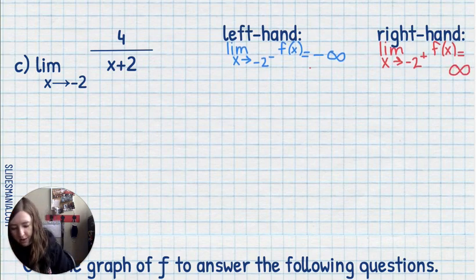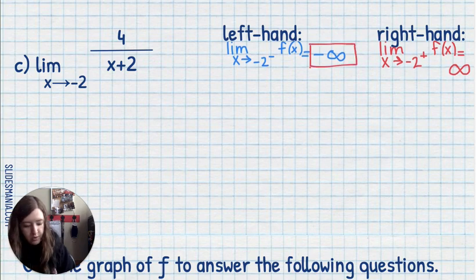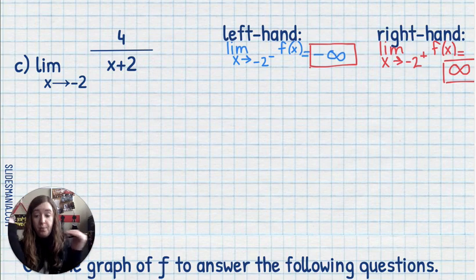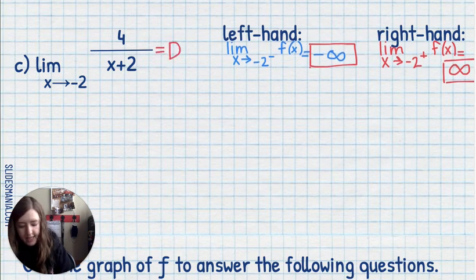You see how my two left-handed and right-handed limits don't match? Since they don't match, that means that the limit does not exist. Now, if you've seen Mean Girls, you have that whole "the limit does not exist" moment. Here it is. If the left-handed limit and the right-handed limit don't approach the same thing, that means that the limit does not exist. And what we usually put is DNE for does not exist.